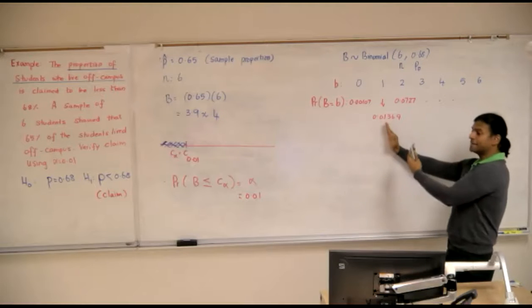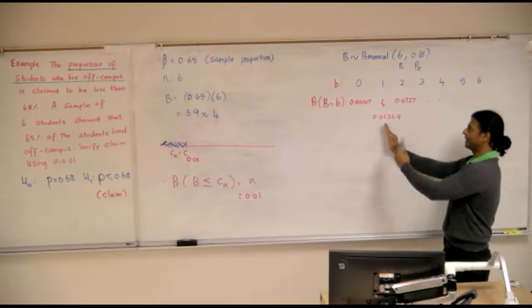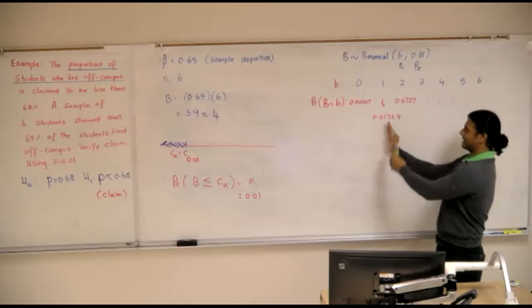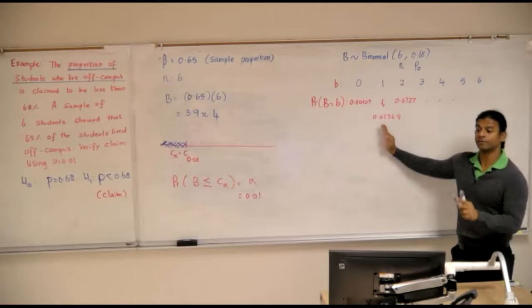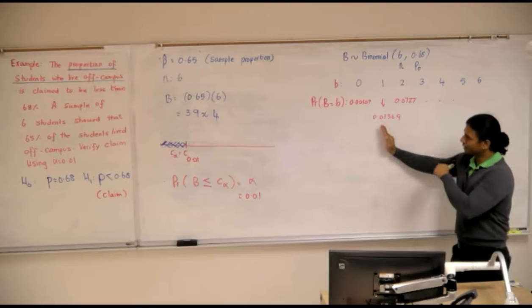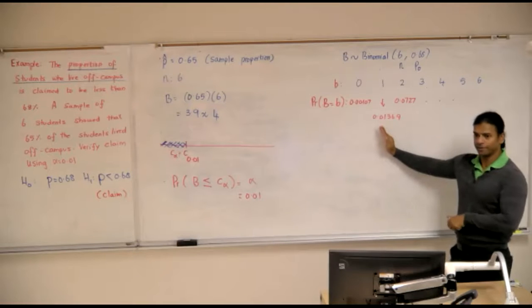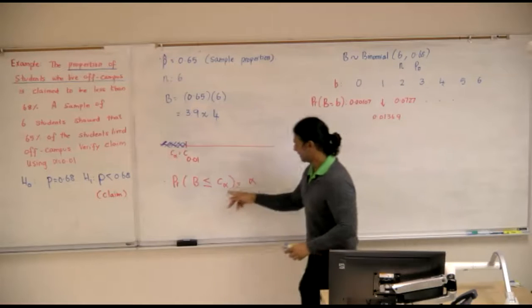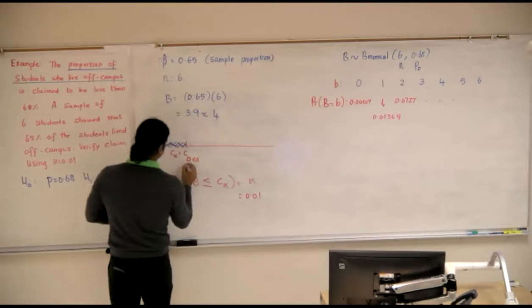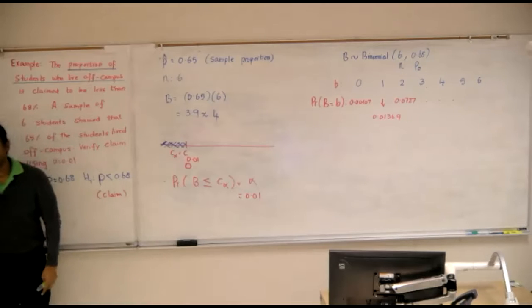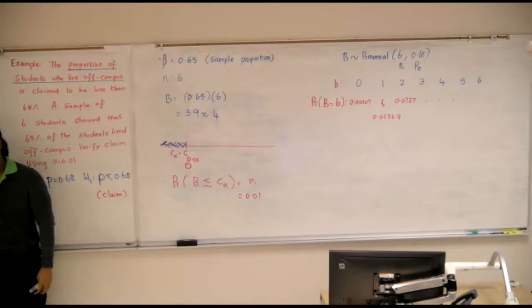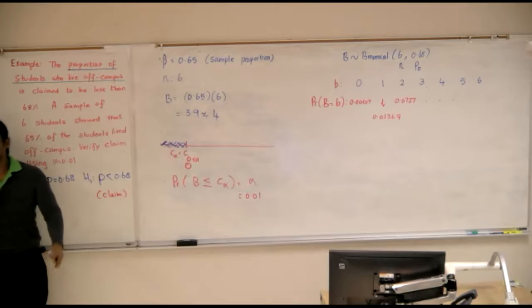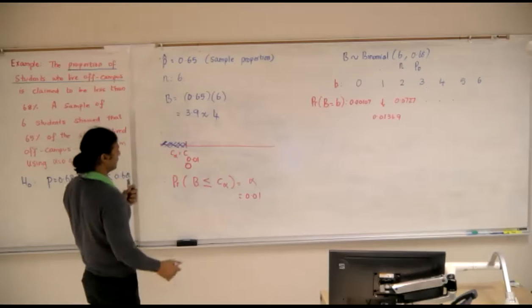We have to add, because we are looking at the cumulative probability. The moment I add this to that, my probability is 0.014. Yes? 0.014 exceeds 0.01, correct? So C sub alpha must be 0. Exactly. But this is a binomial distribution. We cannot have a 0. Do you agree? Excuse me, we cannot have a value below 0. Do you agree? You cannot have negative number of successes.